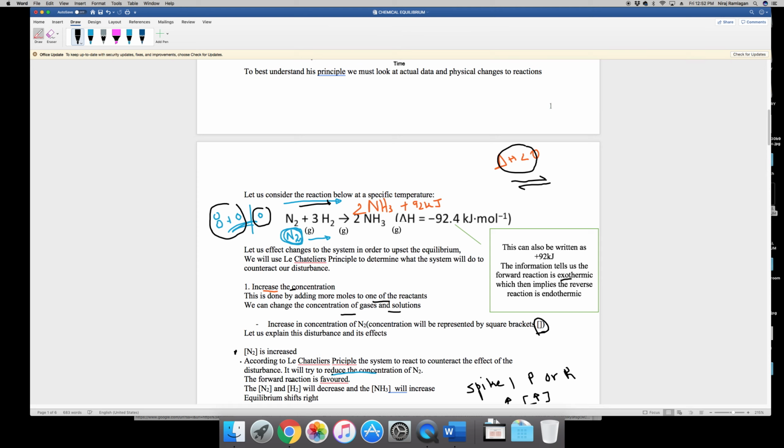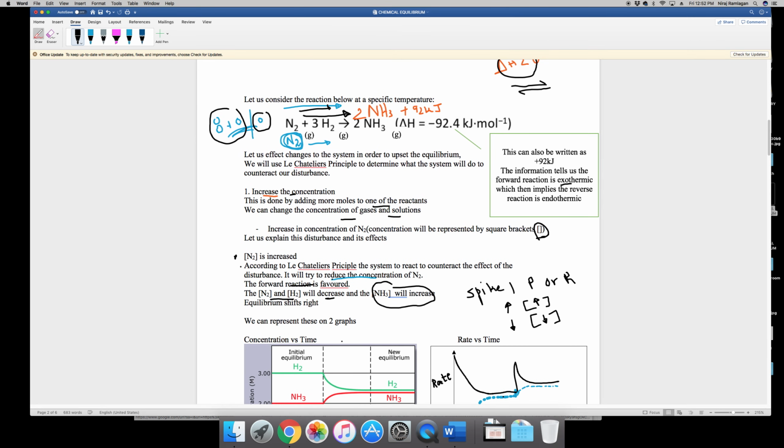So the forward reaction is favored because the concentrations of N2 and H2 need to decrease because they're being used up, and we will produce more NH3, so its concentration will increase. Equilibrium shifts in the direction where more is being made, so it shifts right, the direction in which things are being used up.